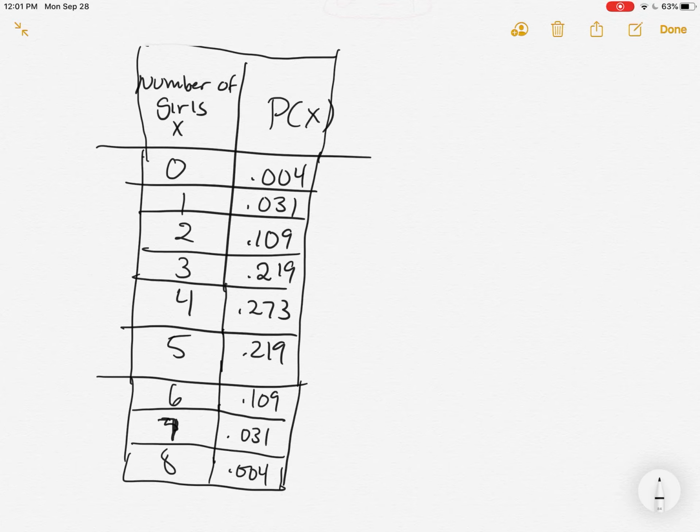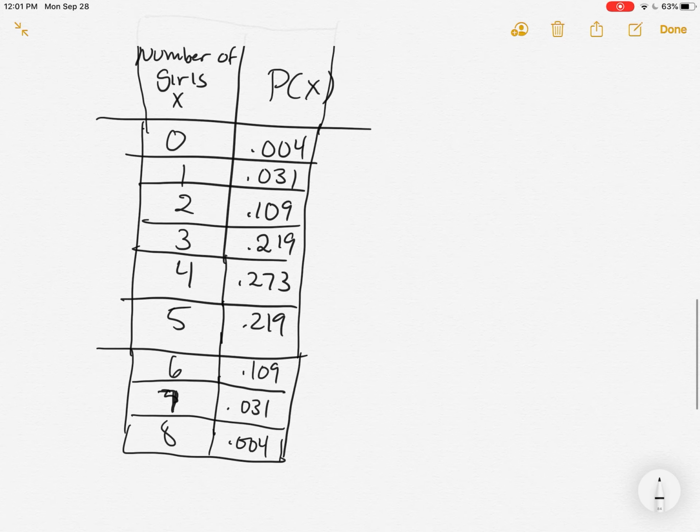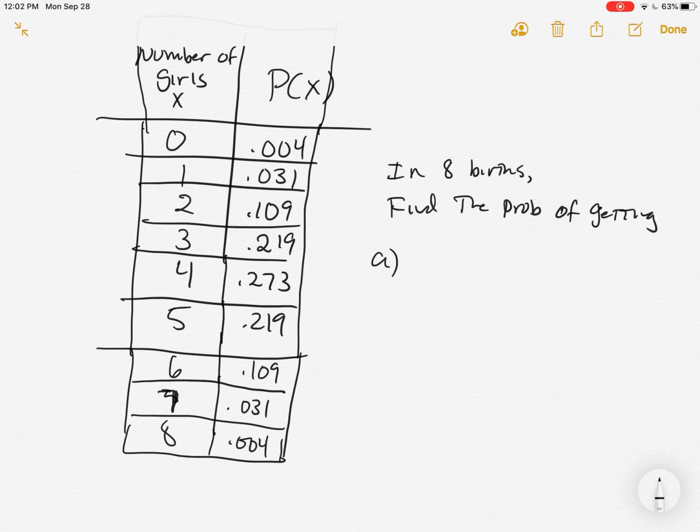So they may ask you for the mean and the standard deviation. No problem. We just have to write down 9 new numbers and add them up, and then another 9 numbers and add them up and do the subtraction. But they also might ask a question like this. Find the probability, in 8 births, of getting exactly 6 girls.